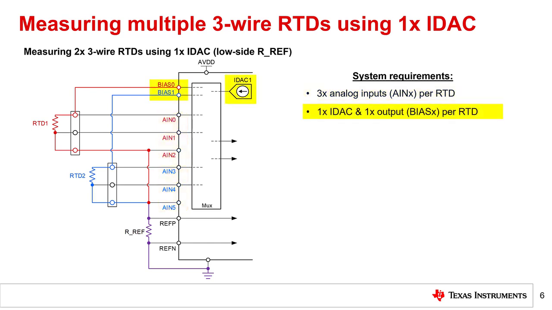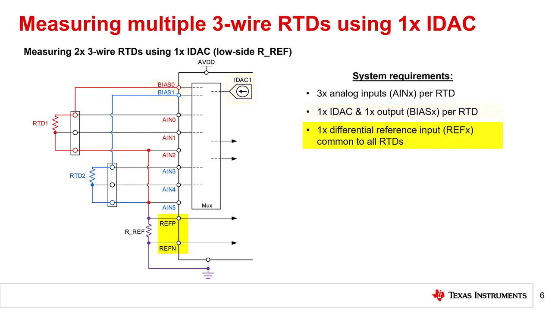Next, one IDAC output is required to bias each RTD. As shown, this system needs 2 separate bias pins, one of which connects to each RTD. Note that only one RTD should be biased at a time. The system also requires one differential reference input pair that is shared by all of the RTDs. This enables a ratiometric reference configuration.